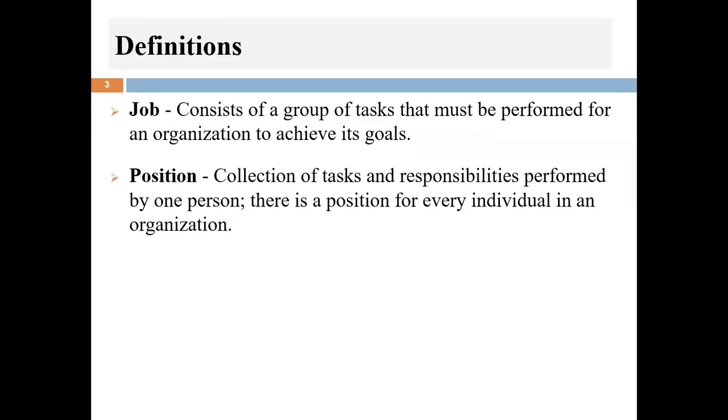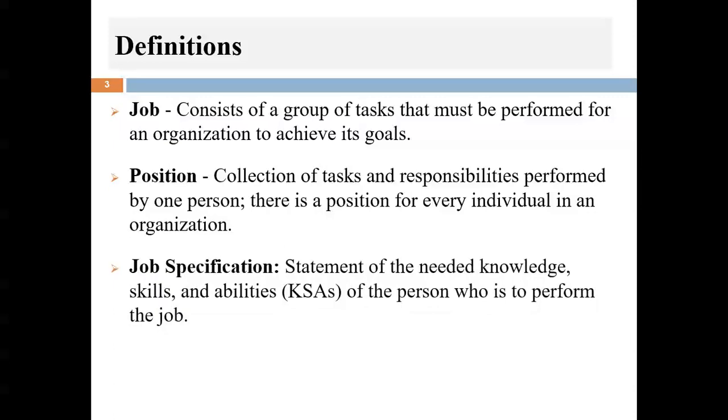Then coming back to the position. A position is the collection of tasks and responsibilities mentioned in the job, performed by one person. There is a position for every individual in an organization. That is also called a designation.